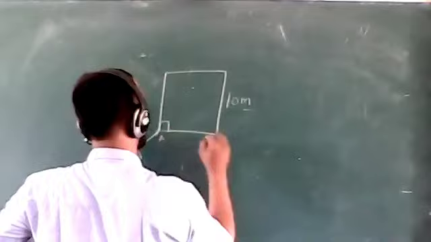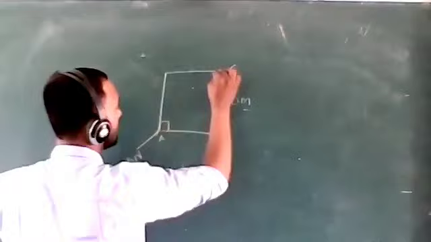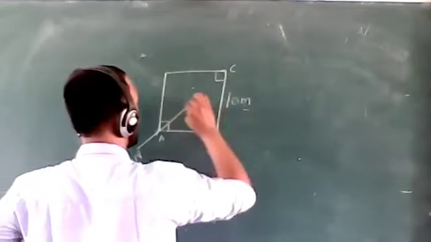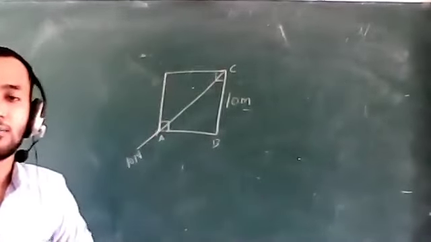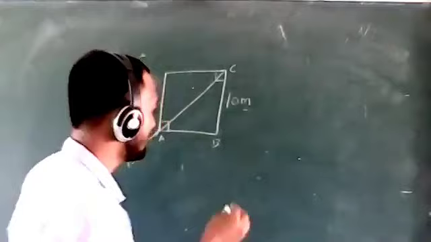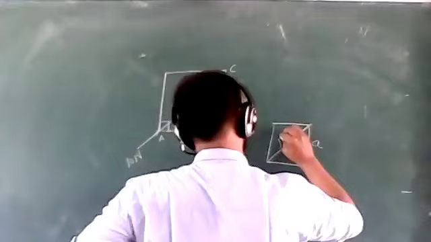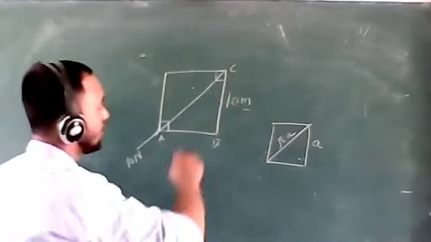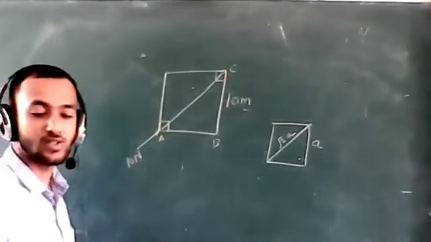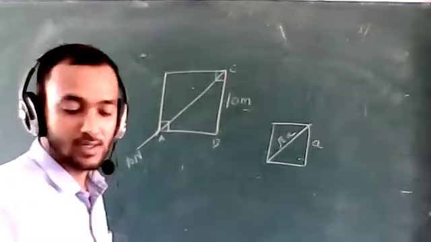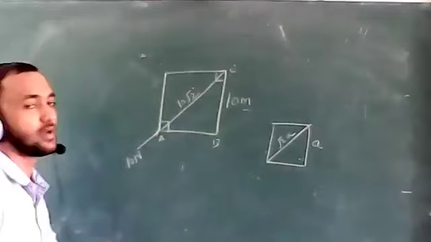And from A, B, C, we displace this block from A to C. And what is A to C? The diagonal of the square. And we have studied in geometry, what is the diagonal of a square? √2 multiplied by the side. If the side of a square is a, what will be the diagonal? √2 a. So what is the distance between A and C? Side of the square is 10 meter. So the distance is 10 into √2.